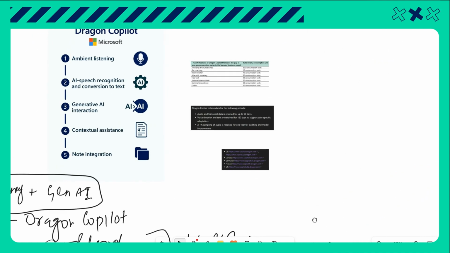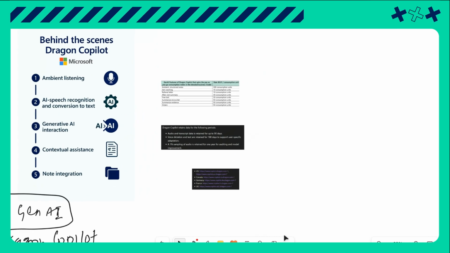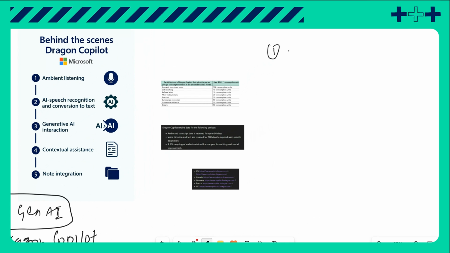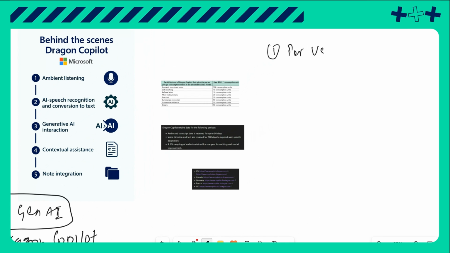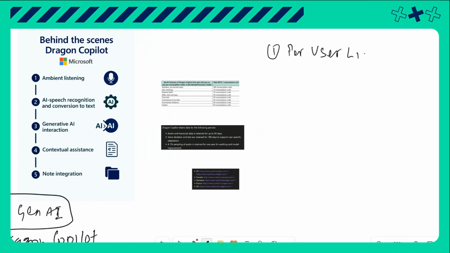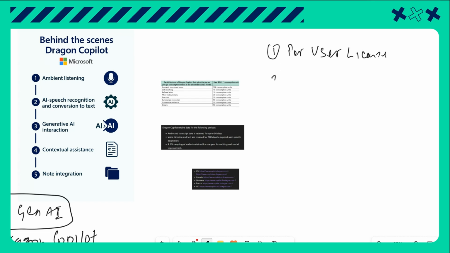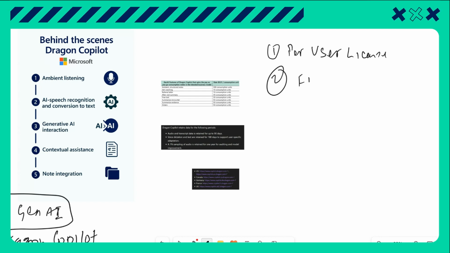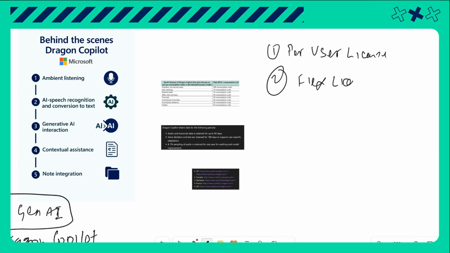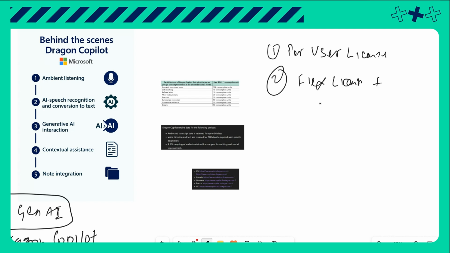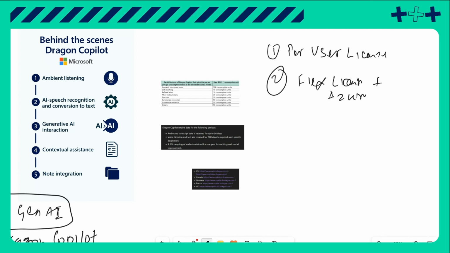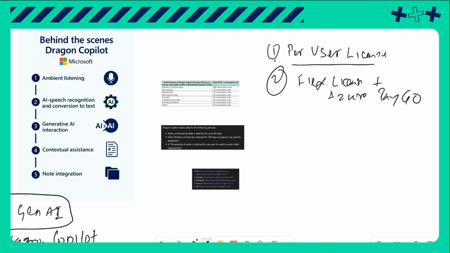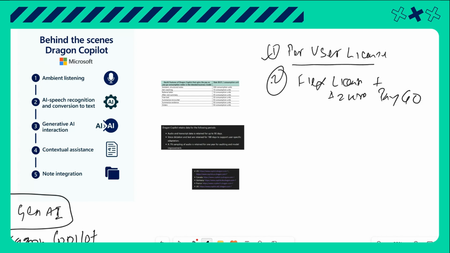Now, what are the different ways you can procure it? There are two ways you can procure it. The first one is what you call a per user license, and the other option is a flex license plus Azure PayGo consumption.